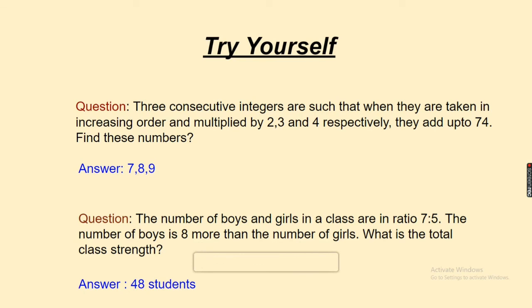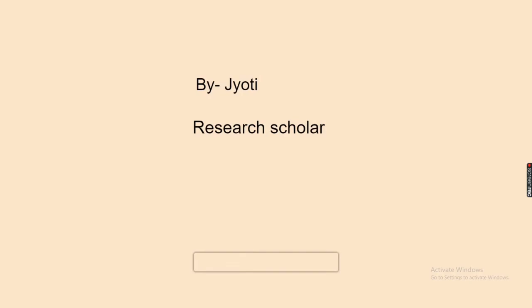The next question is, the number of boys and girls are in ratio 7:5. The number of boys is 8 more than the number of girls. What is the total class strength? So give them a try.